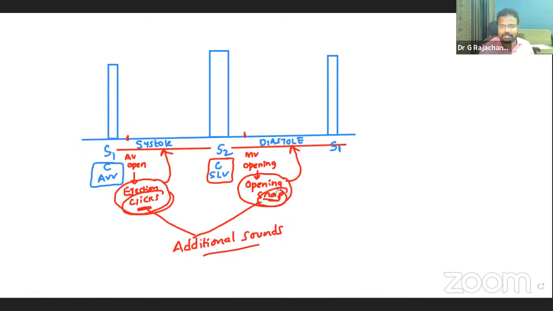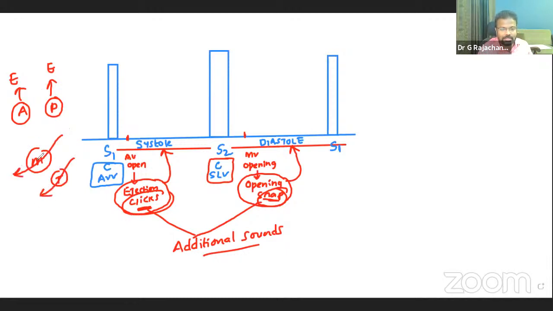Why can we not call it an ejection snap? Remember, only in the aortic valve and pulmonary valve is there real ejection. In the mitral valve and tricuspid valve, there is no ejection. Only the blood flows. That's why it is called ejection systolic murmur, even in pulmonary. But we don't use this word ejection on any other valves. I hope it's clear.